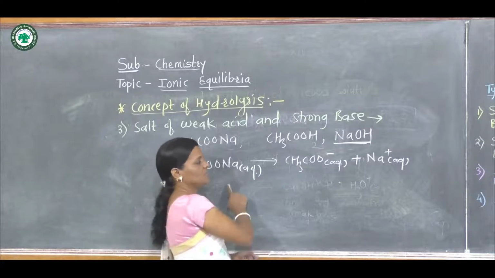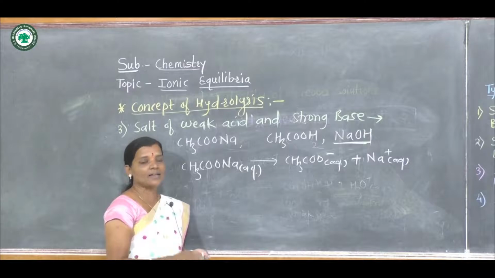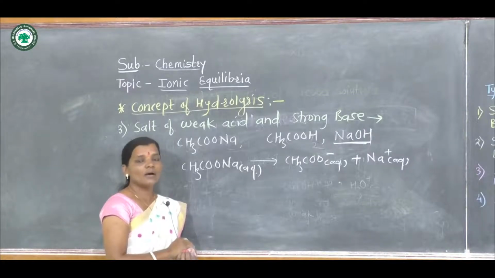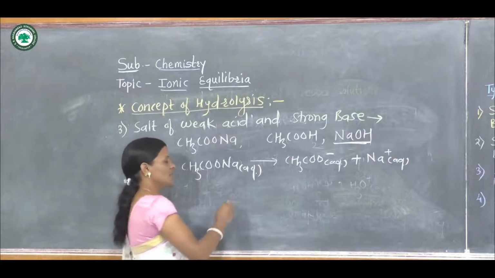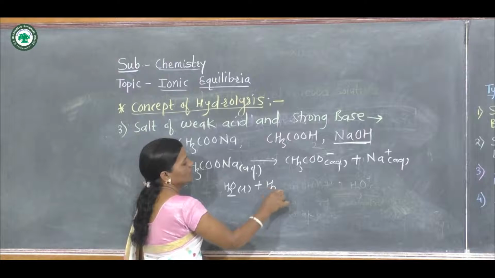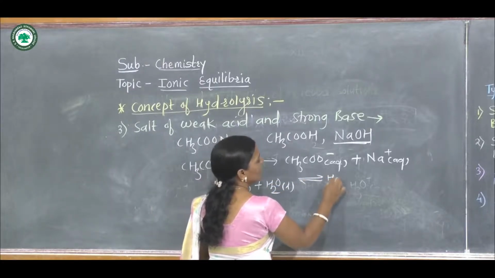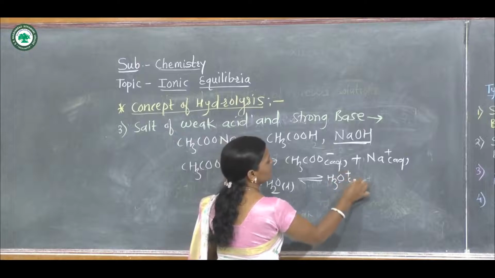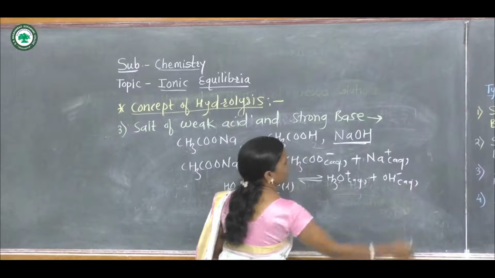And so here in this equation, these acetate ions react with ions of water to form unionized acetic acid. Now let us first see the equilibrium of water. Water dissociates slightly to form hydronium ions and hydroxyl ions.